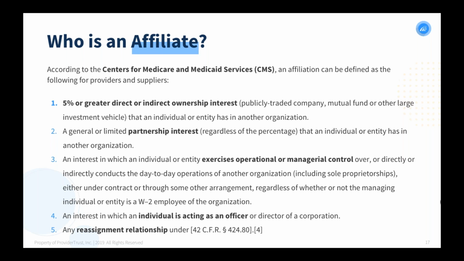In number 4, if there's an interest in which the individual is acting as an officer or a director, that is also problematic if they are in fact on several of the lists that we'll show you in a minute, you need to be aware of. And then again, a little bit more on the reassignment relationship, which we weren't yet able to fully comprehend, but there is a cite to the federal code there if you want to try to.